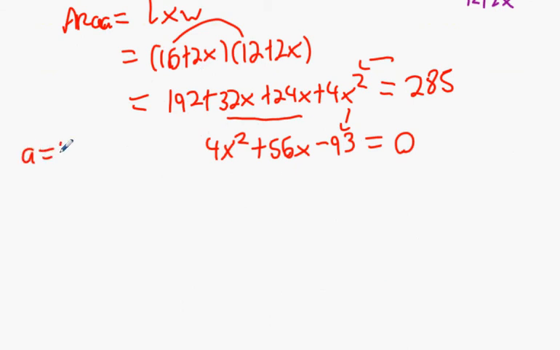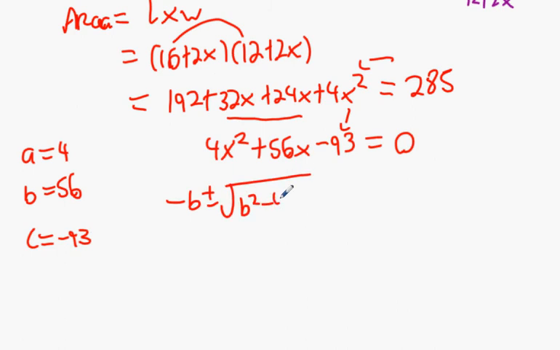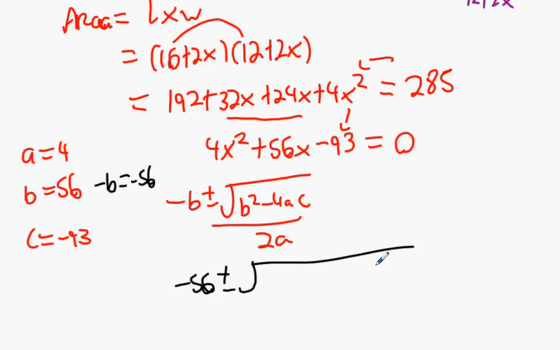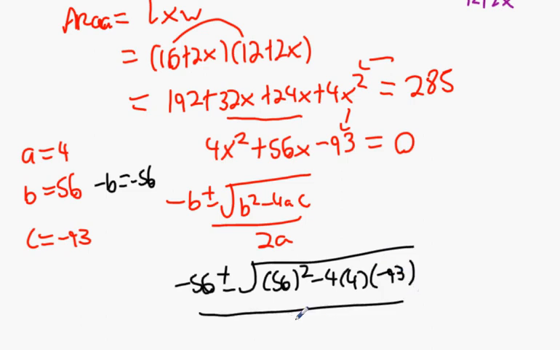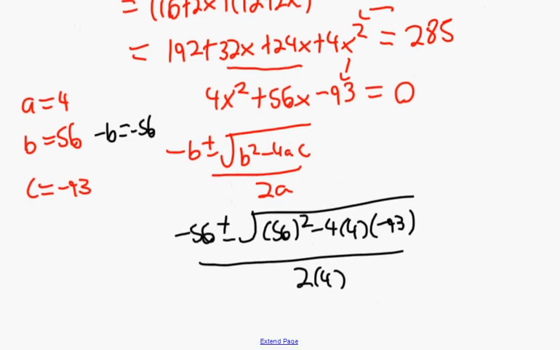A equals 4, b equals 56, c equals minus 93. Minus b plus or minus the square root of b squared minus 4ac all over 2a. Now, minus b is minus 56. Minus 56 plus or minus the square root of 56 squared minus 4 times minus 93, all over 2 times a, 2 times 4, right? Then go to the calculator.